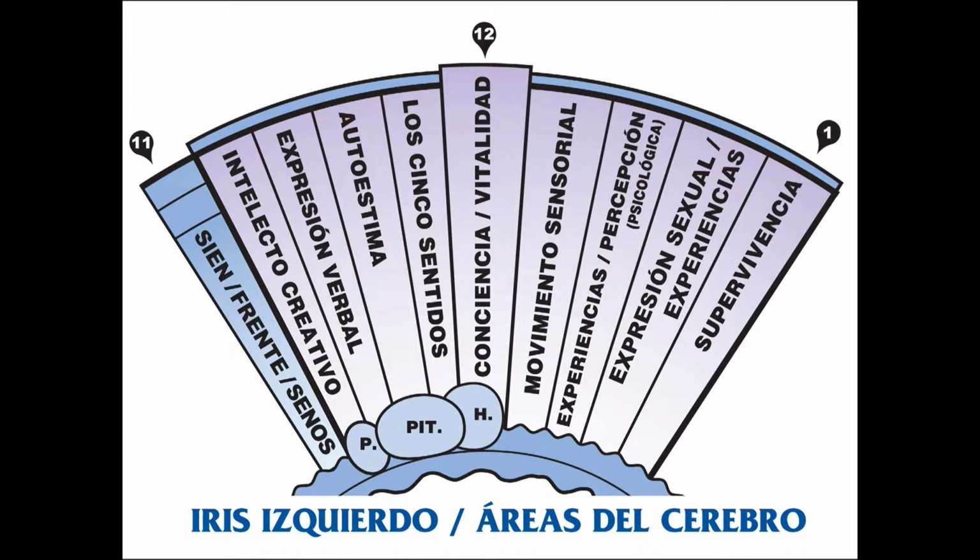What we're talking about here, this is the eye chart, and from the brain area, and starting at 1, you can see that it's survival, and then sexual expression and experiential, and then moving to the left, there's experiential, perception, sensory movement, consciousness and vitality, the 5 senses, self-esteem, verbal expression, the ability to communicate, and then creative intellect. And these are in the brain area.